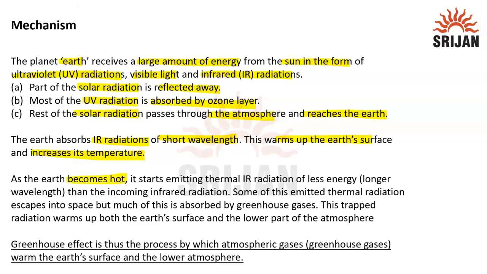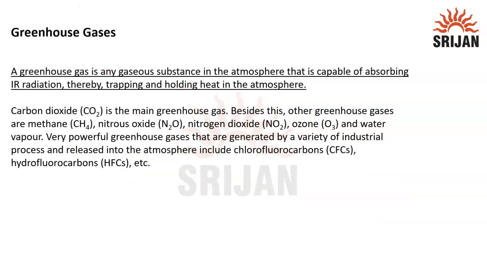As the earth becomes hot, it starts emitting thermal IR radiation of less energy, which has a longer wavelength than the incoming infrared radiation. Some of this emitted thermal radiation escapes into space, but much of this is absorbed by greenhouse gases. This trapped radiation warms up both the Earth's surface and the lower part of the atmosphere. So, greenhouse effect is thus the process by which atmospheric gases or greenhouse gases warm the Earth's surface and the lower atmosphere. So, what are greenhouse gases?